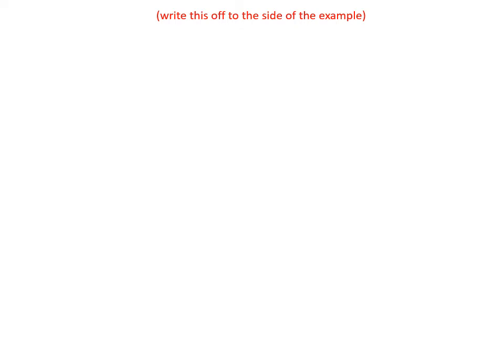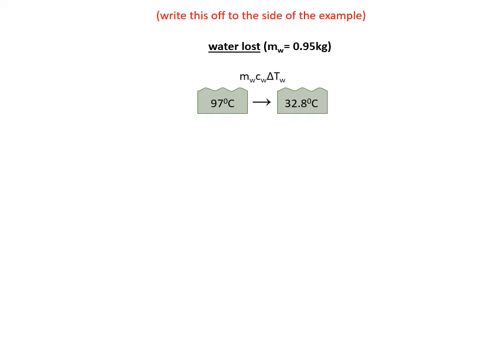Now, before we begin, I want you to write this off to the side of your example. It's going to be some pictures explaining what we're seeing, and we're going to add the variables in there. So first off, who was losing heat? Well, it's the water that lost heat because it decreased in temperature from 97 degrees Celsius down to 32.8 degrees Celsius. Now that's just a change in temperature, so Q equals mc delta T.